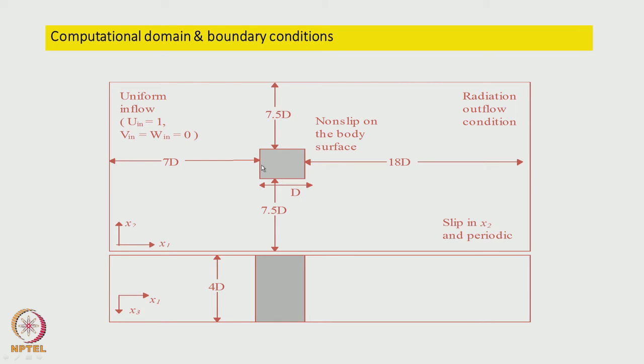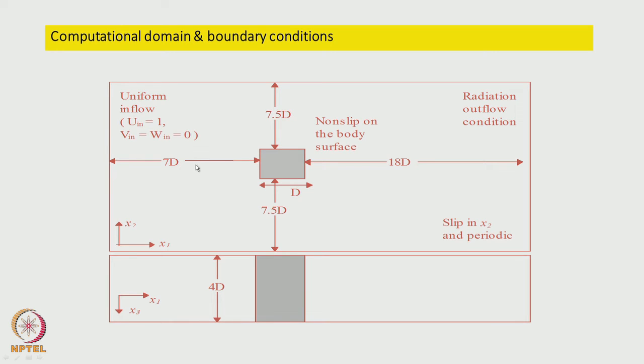So, in this problem what is shown here is 7d from this side of the cylinder, the inlet domain is placed at 7d. Similarly, the exit is on the rightmost side, which is placed at a distance of 18d from this surface of the cylinder. Similarly, you can prescribe the location of the boundary in the other two directions, that is x2 as well as x3.